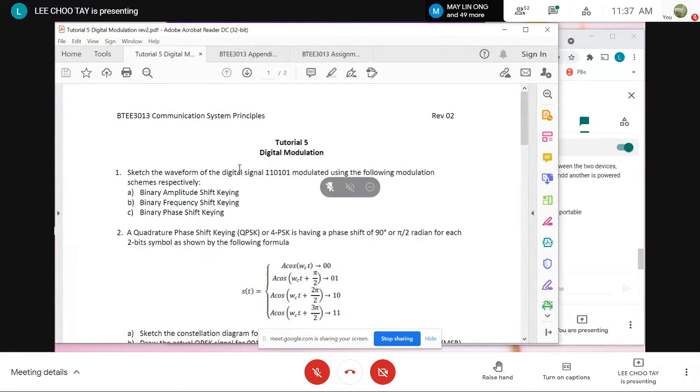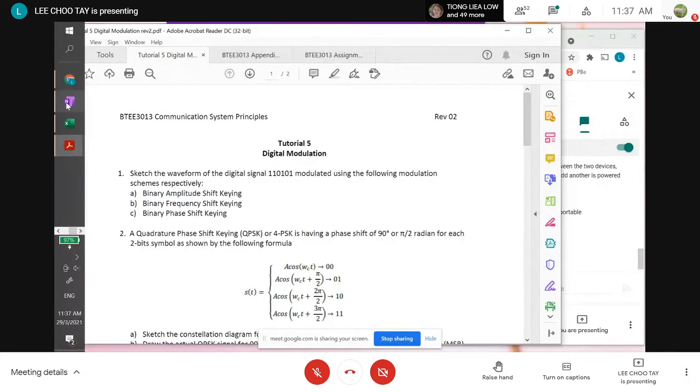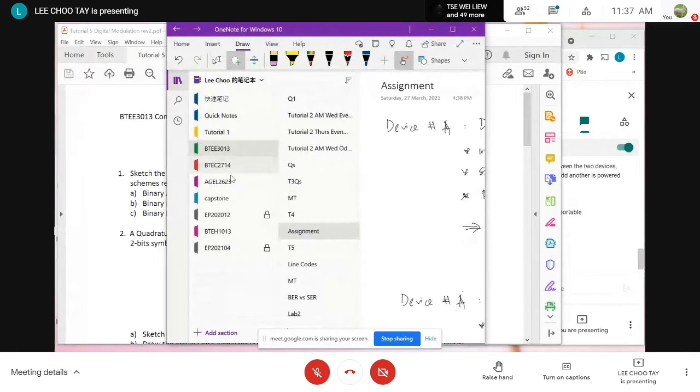All right, so for tutorial 5, question number 1, we are asked to sketch the waveform of this digital signal 110101 modulated using the following modulation scheme. All right, so for binary ASK, binary FSK, and binary PSK. All right, so this one again, you can find it in here.